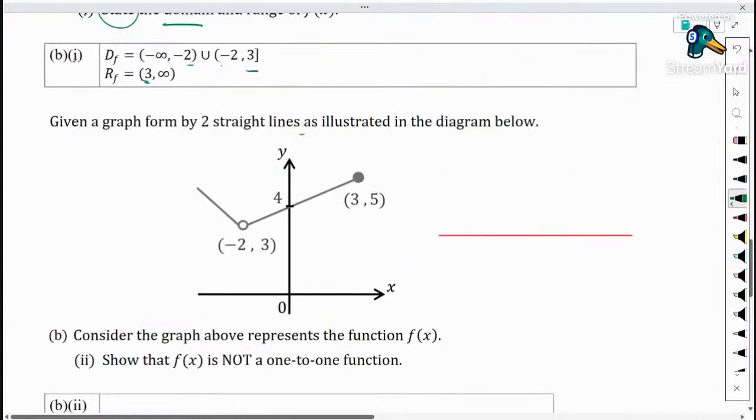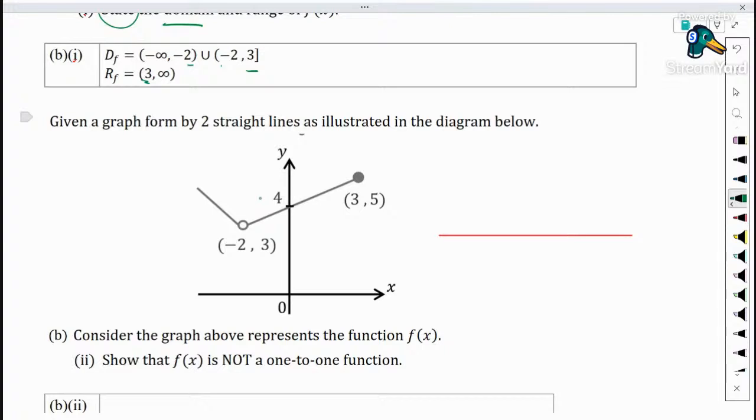Next, B2. Show that function f(x) is not a one-to-one function. To show one-to-one function, we have two techniques. One is by algebraic, one is by graphical. In this question, obviously, we are going to use graphical as we have a graph there.